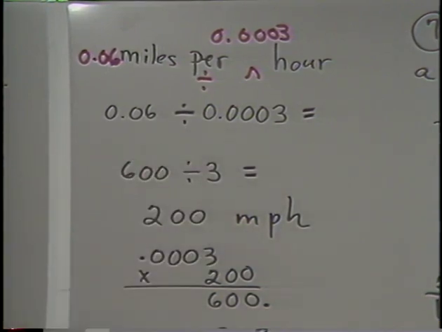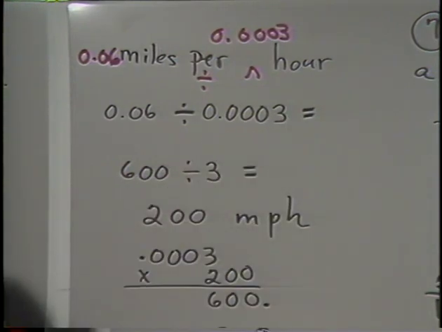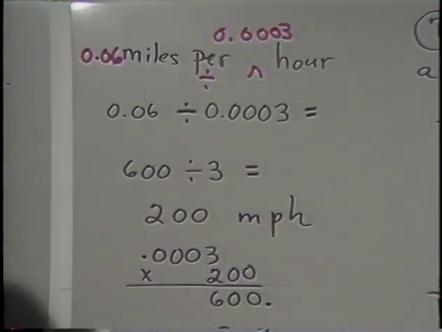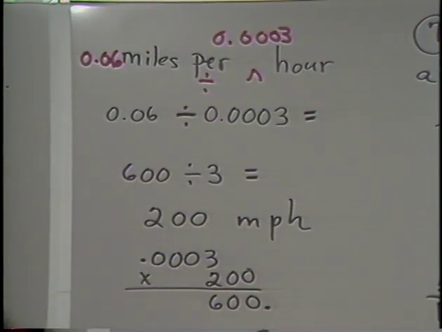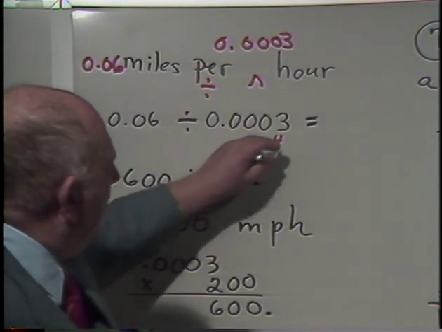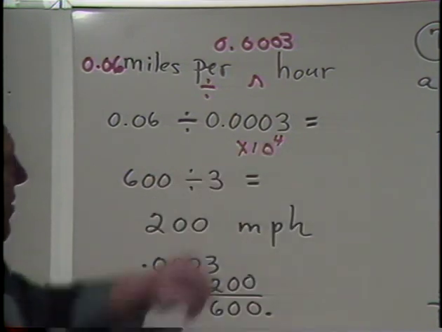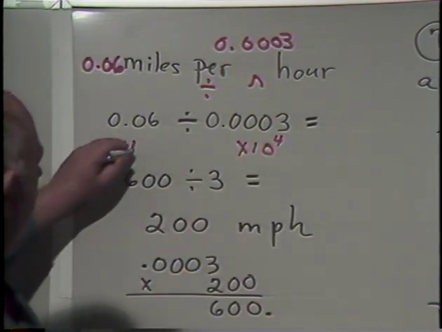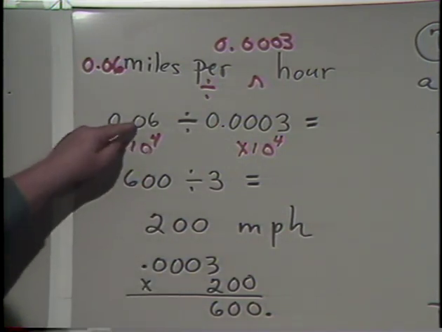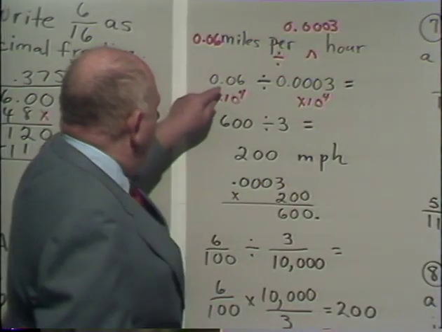Now, let's see how to do this problem, and we'll do it in a couple of ways. First of all, we've seen that it's very easy to divide if the divisor is a whole number. How do I make this into a whole number? I've got to move the decimal point 4 places to the right. That means I multiply by 10 to the 4th power. You see, a 1 followed by 4 zeros. I multiply by 10 4 times. If I multiply by 10 4 times over here, I also have to multiply by 10 4 times over here.